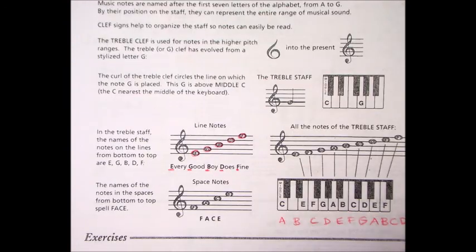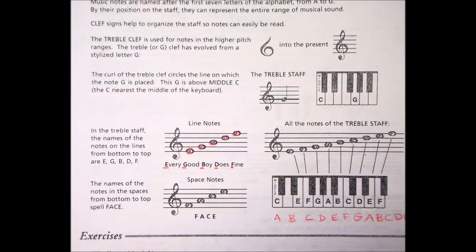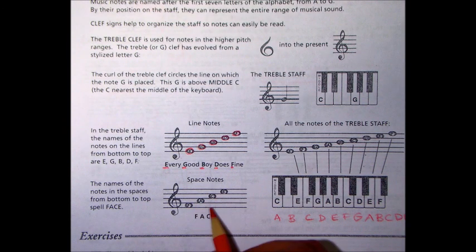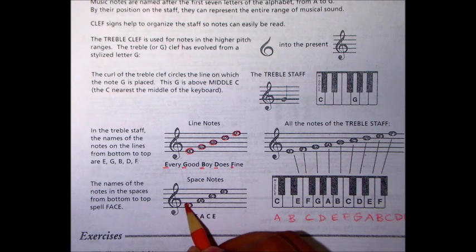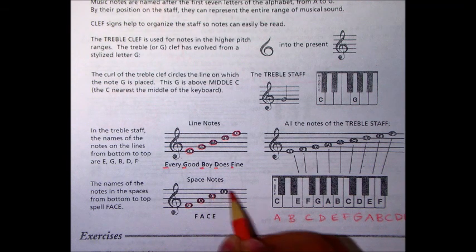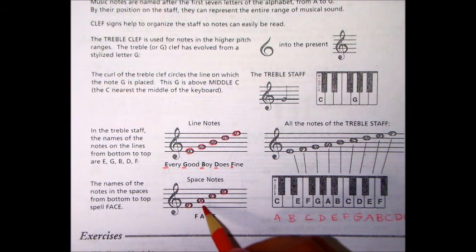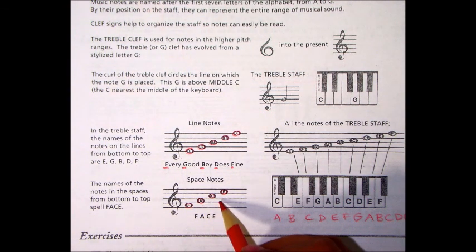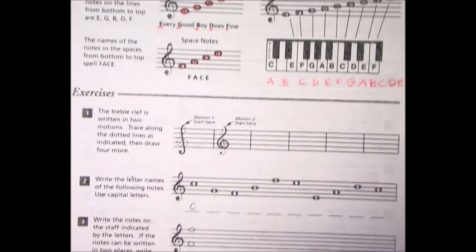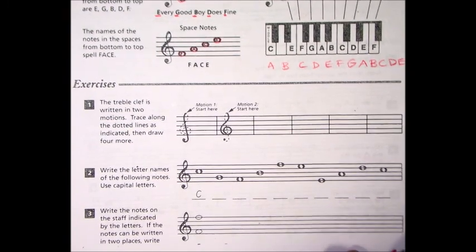And then a very easy way to remember your space notes is that if you look at them in order from bottom to top, they spell the word face. So F is the first space, A is the second space, C is the third space, and E is the fourth space. Okay, so you can continue looking at it on your own.